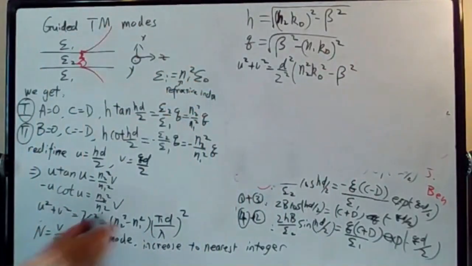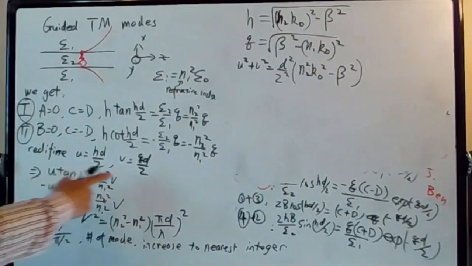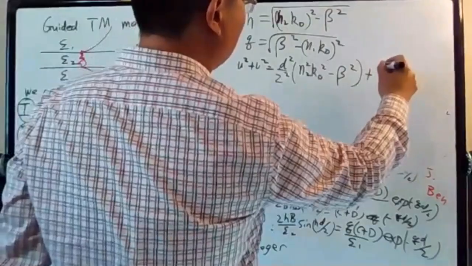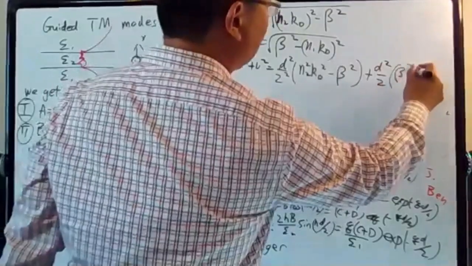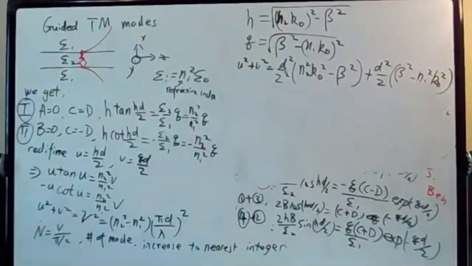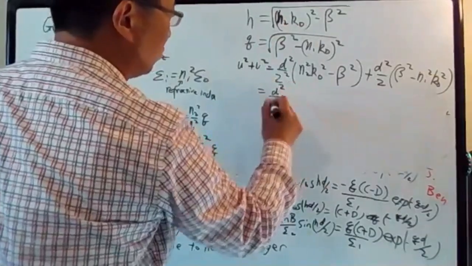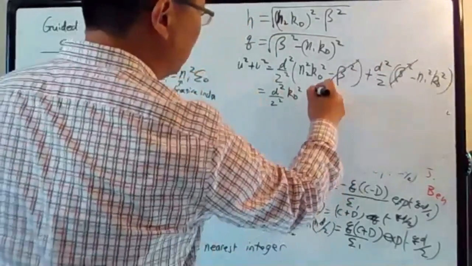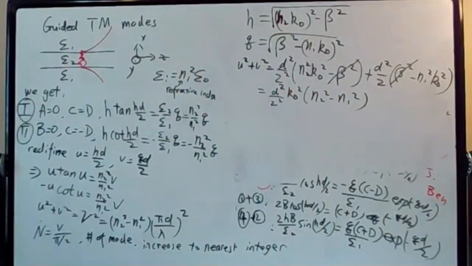And then we will add this v square. V square is d over 2q. So it's plus d square over 2 times beta square minus n1 square k naught square, right? So altogether, it becomes d square over 2 square k naught square, beta cancels out. So it's n2 square minus n1 square, right?